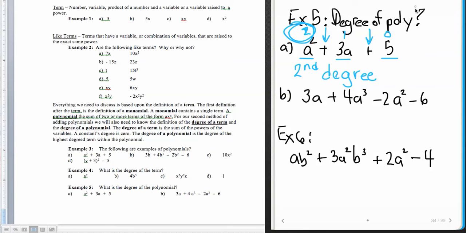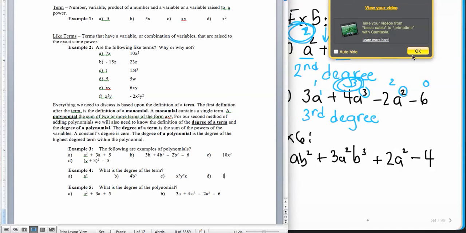Now going on to our next one here, what we're looking at is a first degree term here, a third degree term here, a second here, and a 0 here. So we have 0, 2, 3, and 1, and so our largest one is 3, so this is a third degree polynomial.